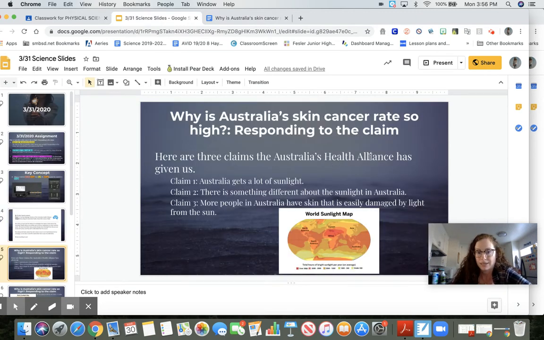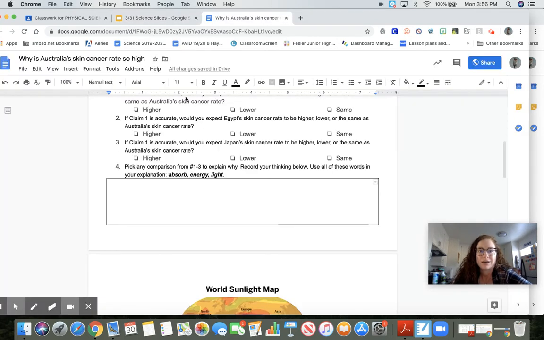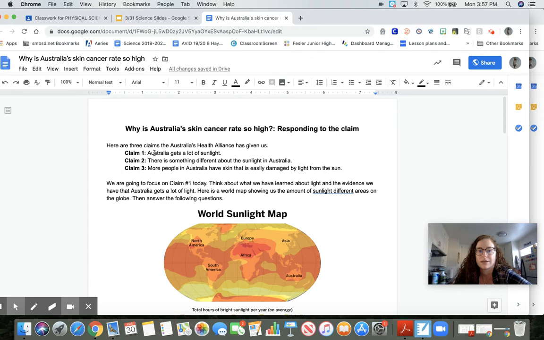So Australia's Health Alliance has given us 3 claims, okay? Claim 1, Australia gets a lot of sunlight. Claim 2, there is something different about the sunlight in Australia. Claim 3, more people in Australia have skin that is easily damaged by the light from the sun. And normally in Amplify, we've asked you which claim is correct and all that. That's not what we're doing today. I don't know why. But instead, we're just going to focus on claim 1. That's what we've been learning about in chapter 1. So it says we're going to focus on claim 1 today.